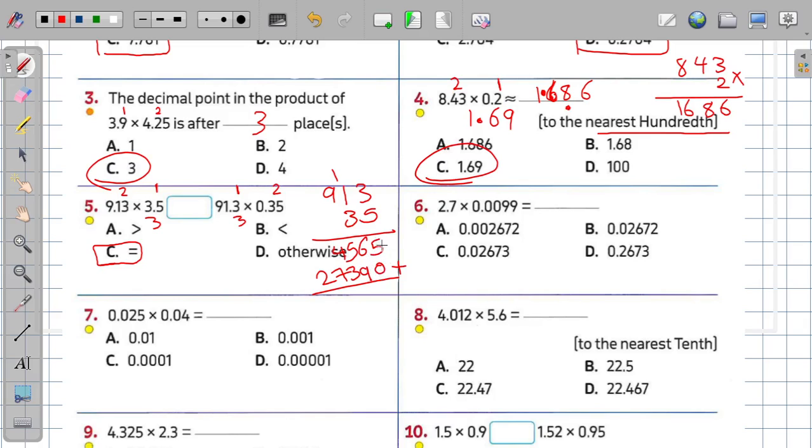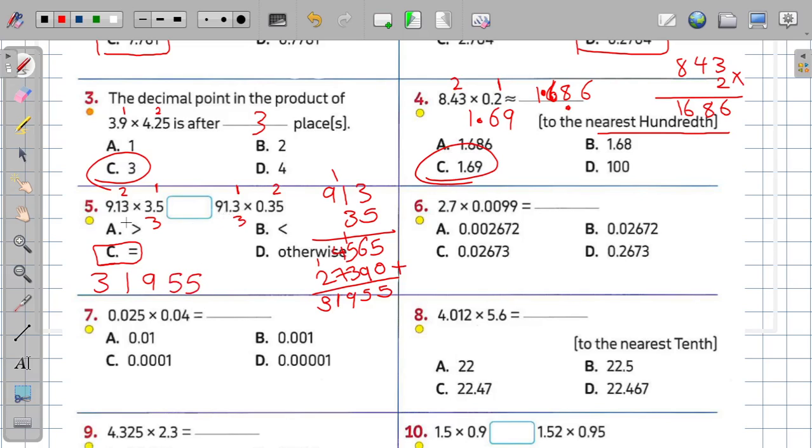So I have 5 plus 0 equals 5. 6 plus 9 equals 15. So I will carry 1. 1 plus 5 plus 3 equals 9. 4 plus 7 equals 11. So I will carry 1. 1 plus 2 equals 3. So the two numbers will be 3, 1, 9, 5, 5.